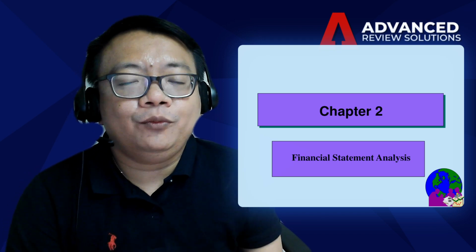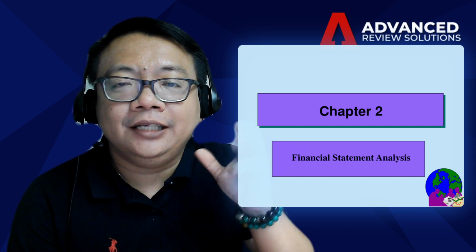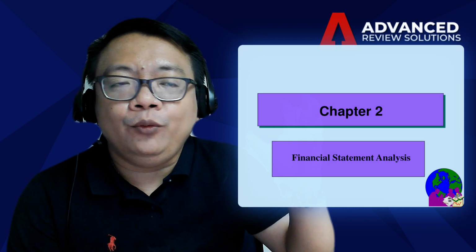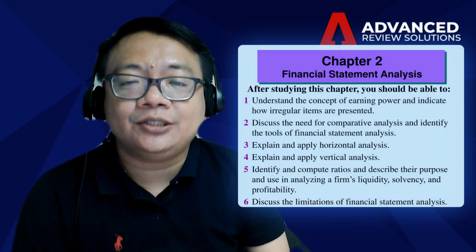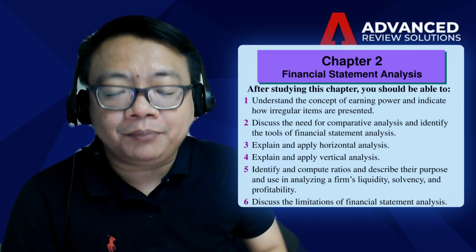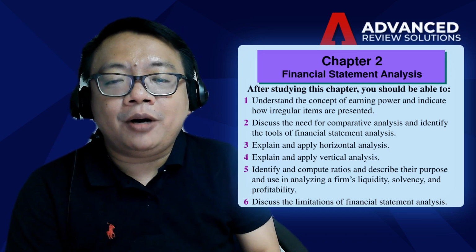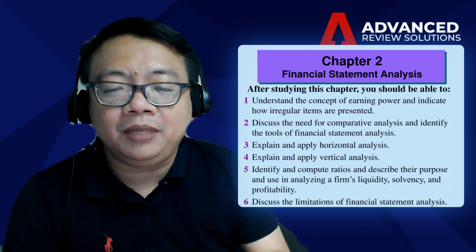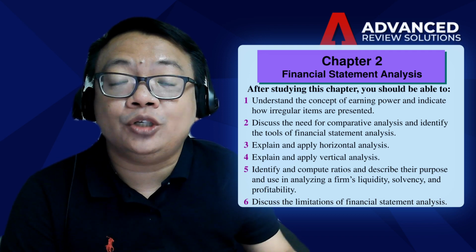Alright, so today what I will discuss is all about the FS analysis, the interpretation and the analysis of the FS. We will discuss later about vertical analysis, also known as the common size, explain and apply the trend analysis, and also the ratio analysis, which is the liquidity, solvency, profitability, and the last part is all about the limitations of the FS.